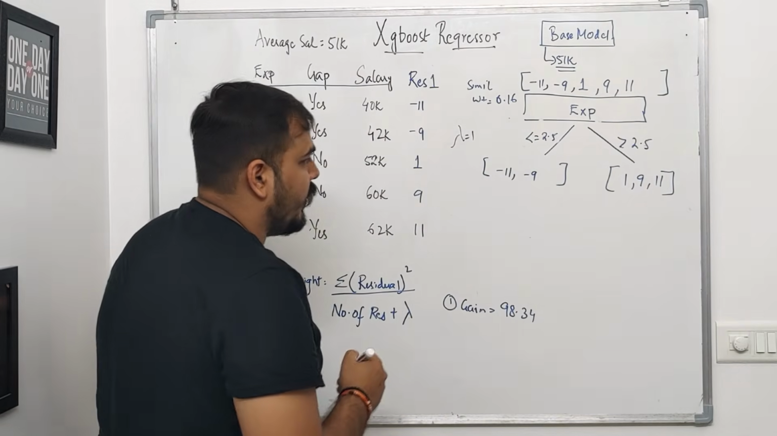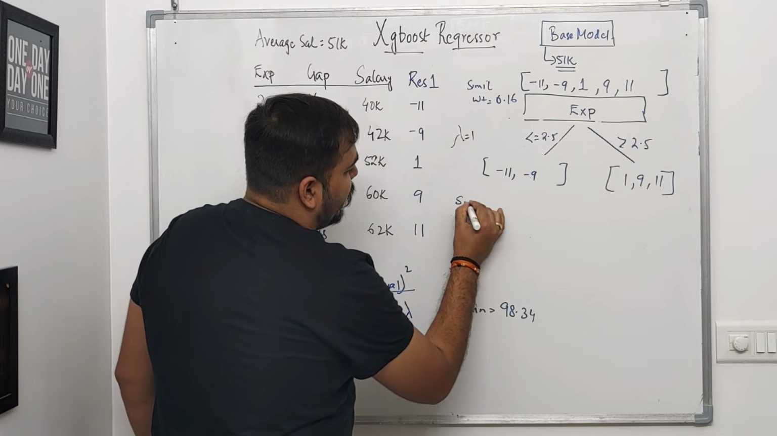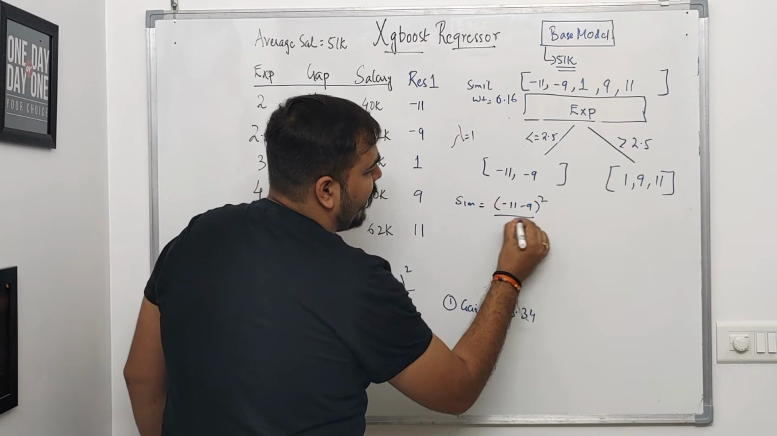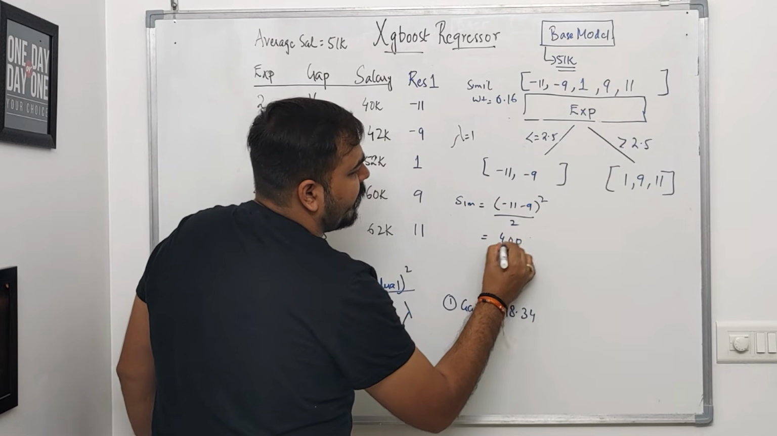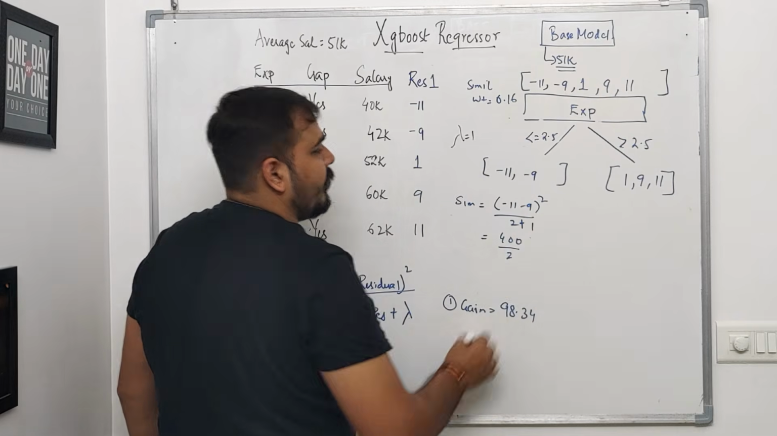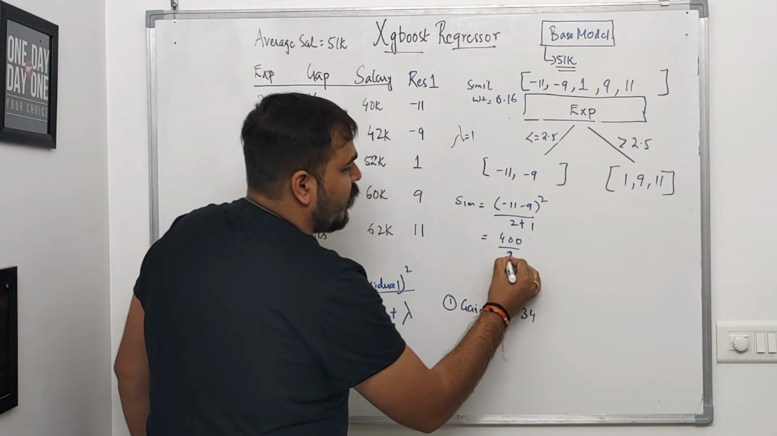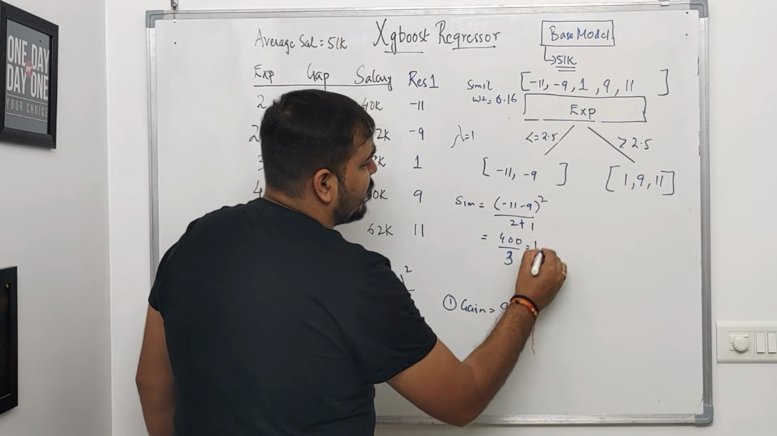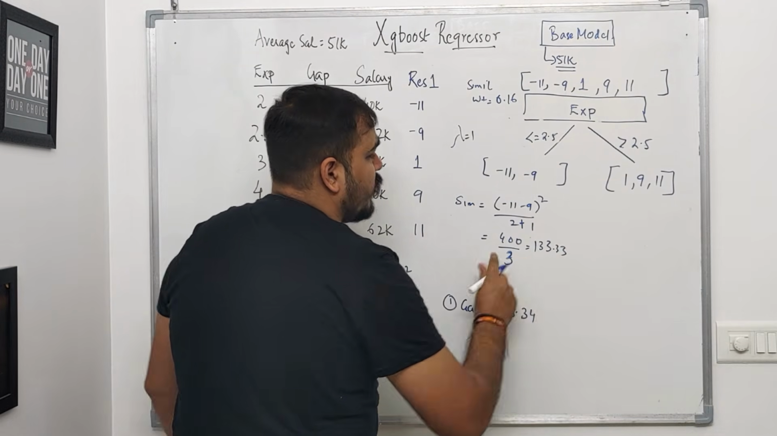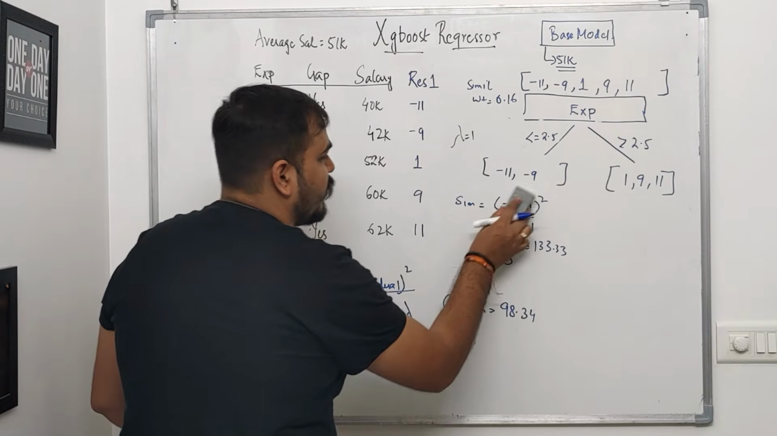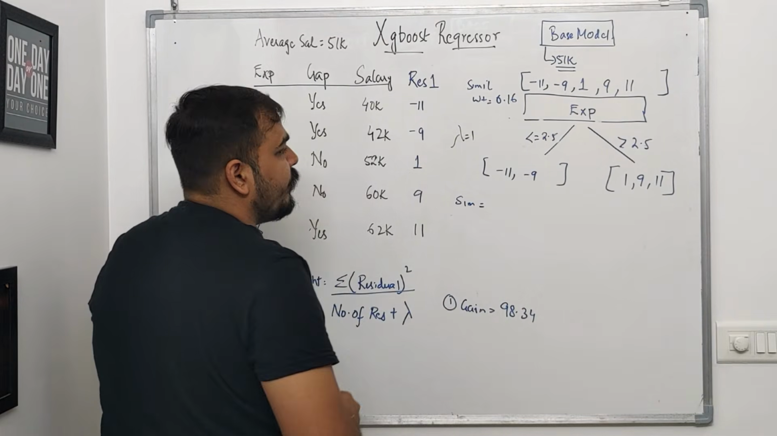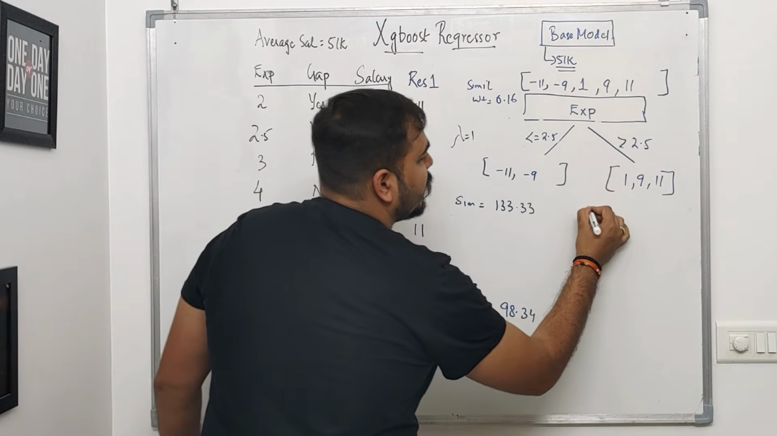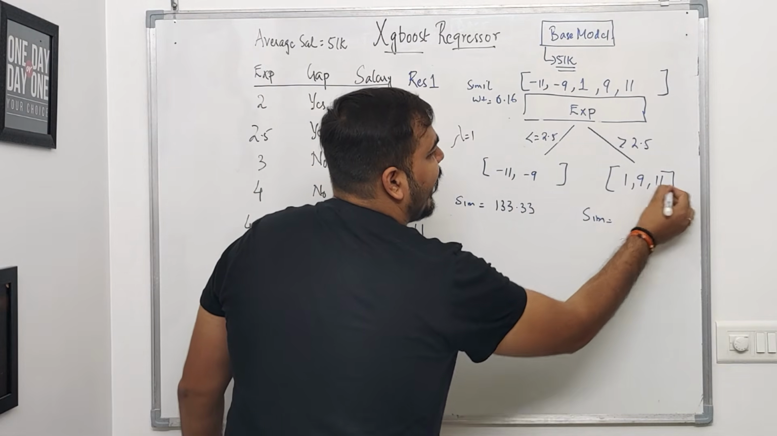Now when we calculate the similarity weight again over here, it will be minus 11 minus 9 whole square divided by 2 plus 1, because the alpha value is also there. So 400 divided by 3, which is nothing but 133.33. So this similarity weight over here will be 133.33.